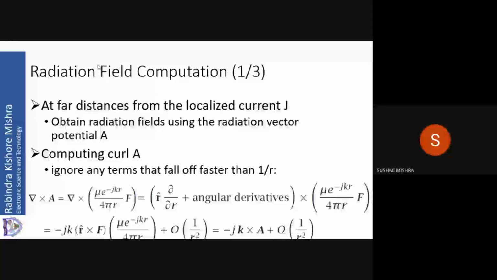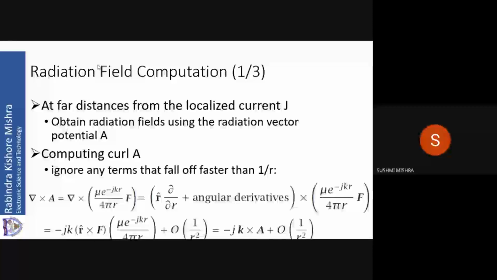I have done the derivative with respect to r. What happens to the angular derivative? If you remember the expression for the del operator, you can easily remember that the angular derivatives have a 1 by r term or a 1 by r square term.